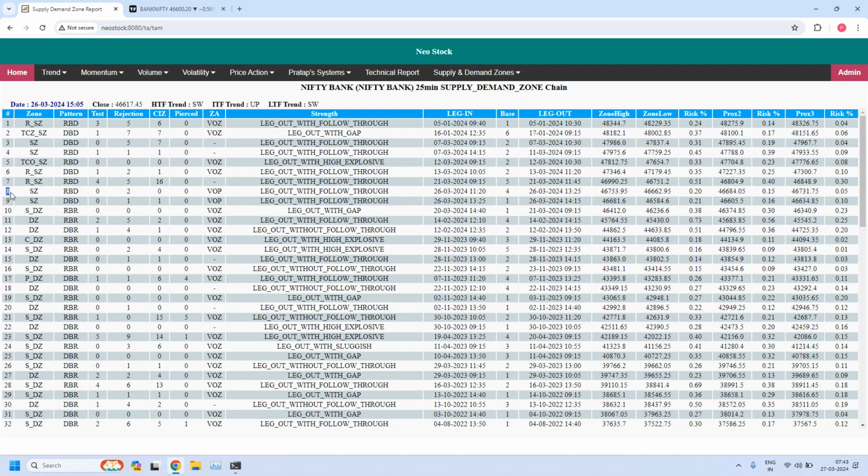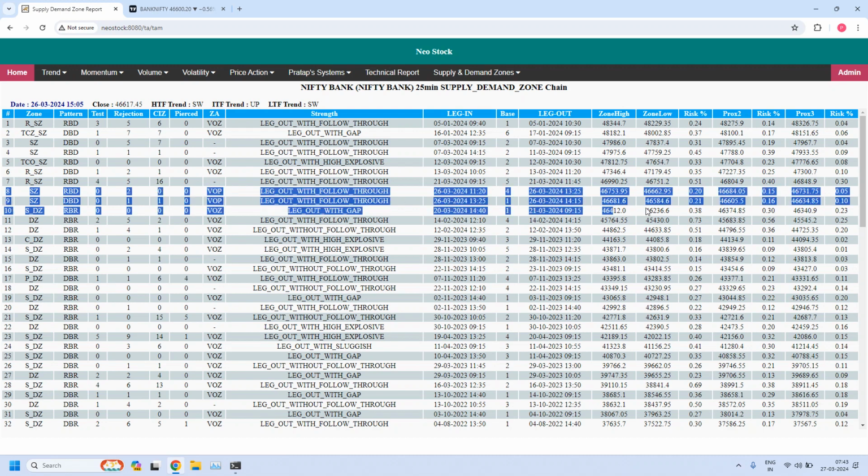Serial number 8 and serial number 9. And if you look into both these zones, they are the normal supply zones, 25 minute supply zones. We'll be using only high liquidity zones for support and resistance. But these normal zones also might work sometimes. So that is the reason why you should not ignore. But you need to draw these zones on the charts.